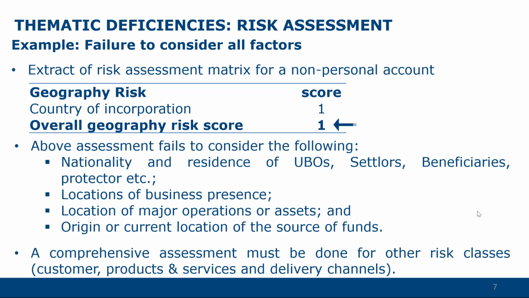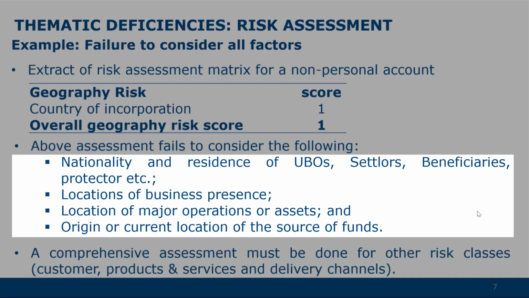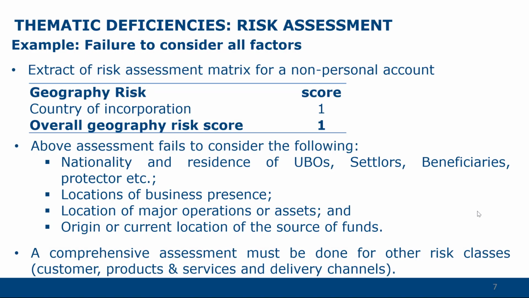However, this risk matrix failed to consider the following key factors in assessing the geography risk: nationality and residence of the UBOs, settlors, beneficiaries, protector, and many others; location of the business, location of major operations or assets, origin or current location of the source of funds. It is therefore clear that country of incorporation is not the sole factor in assessing the geography risk.